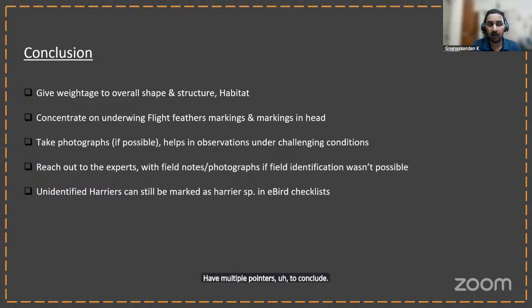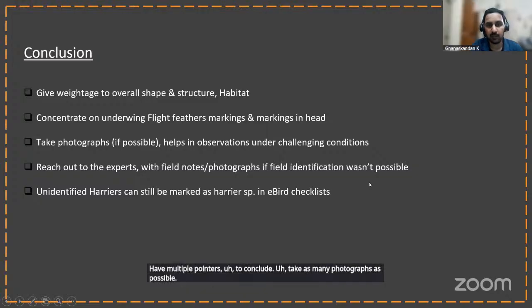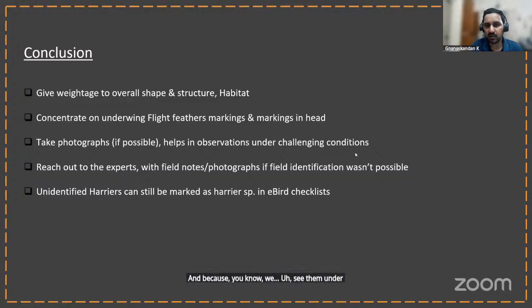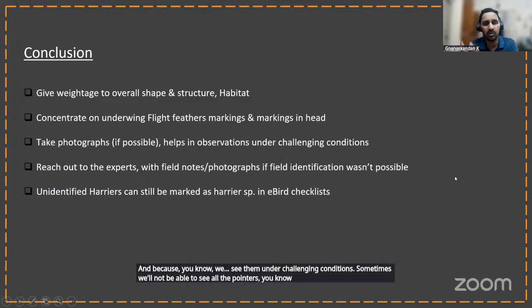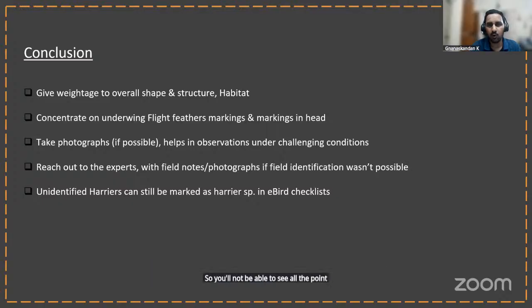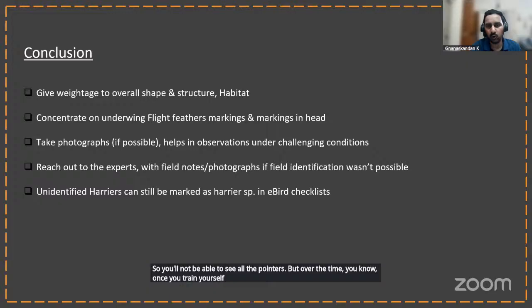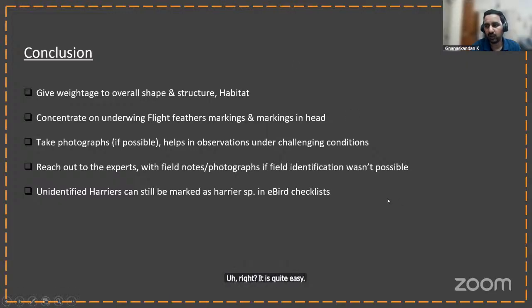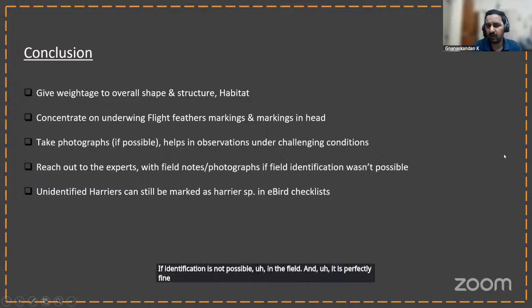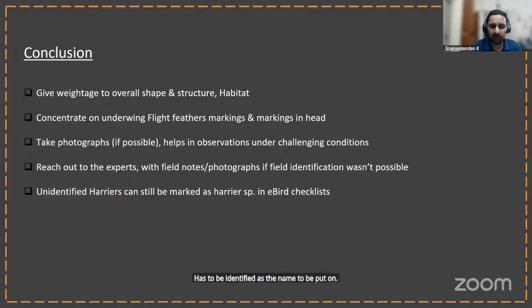to conclude. Take as many photographs as possible, because we see them under challenging conditions, and sometimes we will not be able to see all the pointers. It will be zipping across us. But over time, once you train yourself on where to look, it is quite easy. That's from my field observation. And reach out to the experts with the field notes and photographs if identification is not possible in the field. It is perfectly fine. Not every bird that we see and photograph in the field has to be identified with a name. It is completely fine. We can leave them unidentified, mark them at the species level, and put them in the eBird checklist.